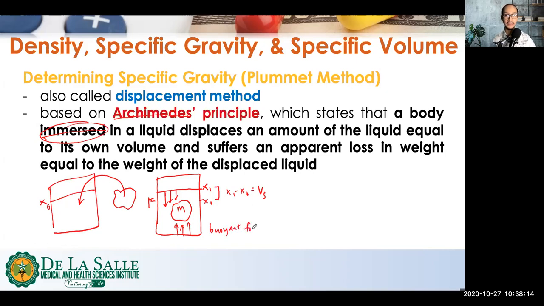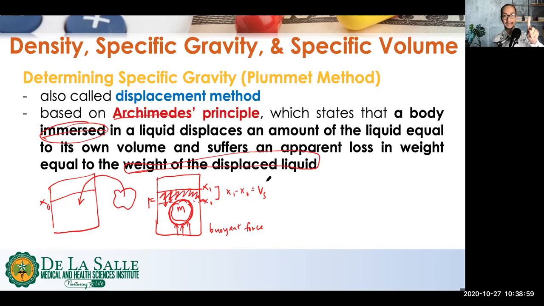Now the buoyant force reduces the apparent weight of the object. The mass does not change, but the weight appears to change. And the apparent loss in weight of the solid is basically the same as the weight of the displaced liquid. So what it's saying is that whatever amount of liquid was displaced by the solid has a weight, and that weight is the same as the apparent loss in weight of this object. So, those are the two things that Archimedes' principle mentioned.